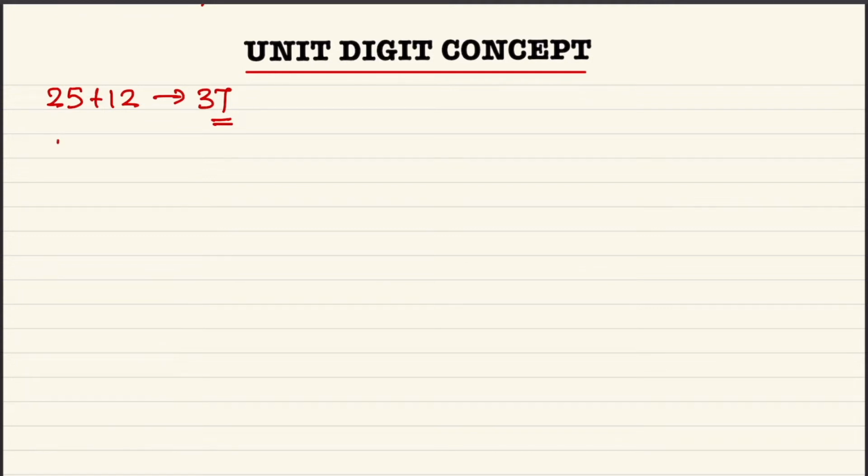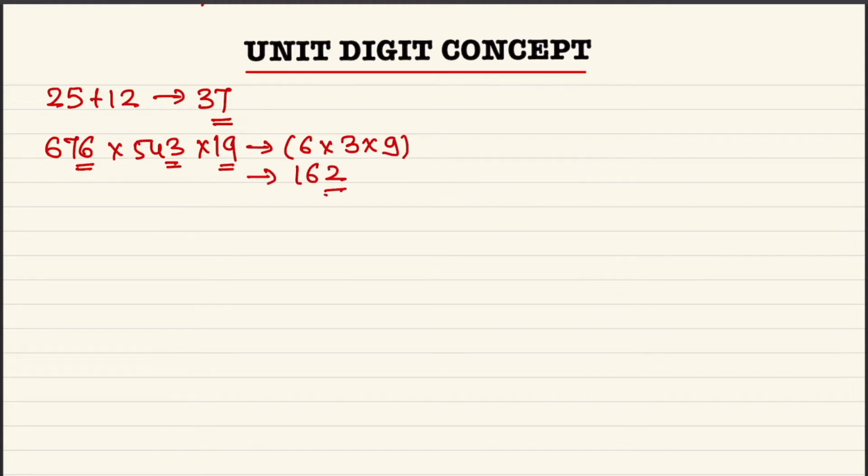Again, I write a product: 676 into 543 into 19. I say find the unit digit. You will say we'll find the product and the last digit of the answer will decide the unit digit. So instead of finding that, I just multiply the last digits, which is 6 into 3 into 9, and the answer is 162. So I can say that 2 is the unit digit.